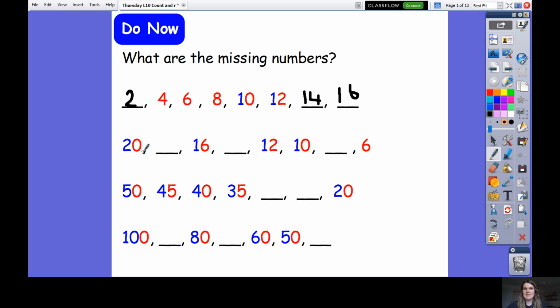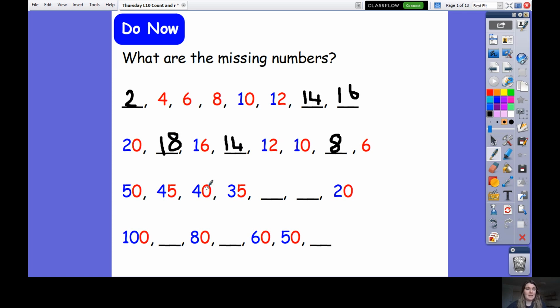Okay, let's look here. Our pattern goes 20, 8, 16. Is it going forwards or backwards? It's going backwards. Okay, and how did you solve this pattern? You counted backwards in 2s. Okay, let's count backwards in 2s. 20, 18, very good. 16, 14, 12, 10, 8, wow, 6. You know your 2s so well.